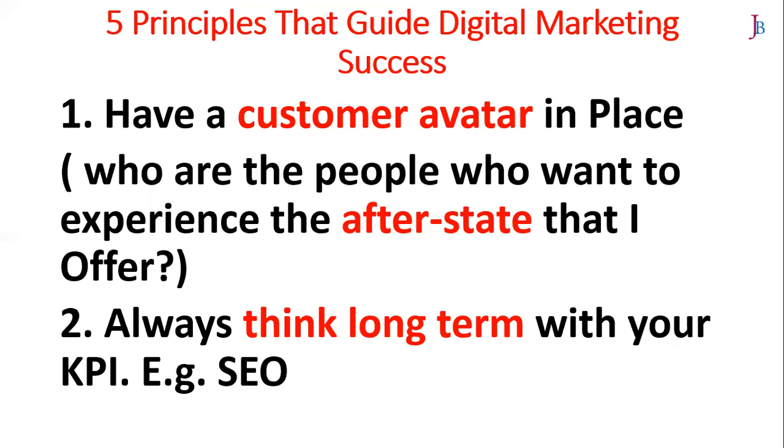The second is to always think long term with your key performance indicator. For example, SEO. You won't start working on SEO for a website or an organization and you expect them to start showing up on the first page of Google the following week. It doesn't work that way. You need to think long term. But as you go on in this training, when we get to the search engine optimization module, you will see how it works. All it requires is that you stay consistent as we go on in the journey. You have to be consistent. So it's not something you do once and you don't come back to it again. You have to stay consistent, okay?